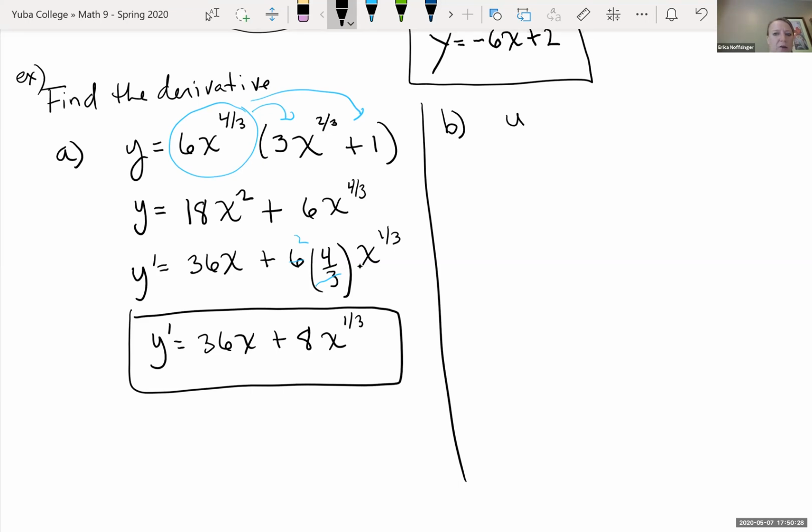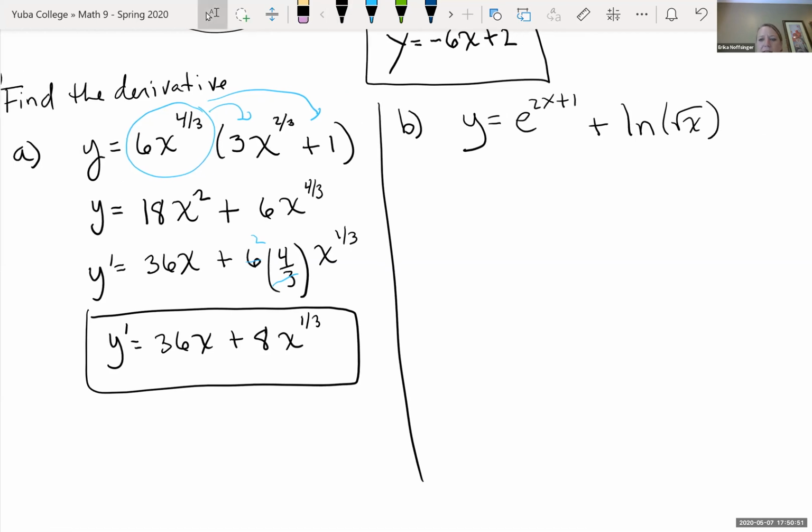So let's say you had y is equal to e raised to the 2x plus 1 power plus the natural log of the square root of x. Okay, so I could go ahead and just take the derivative right away. I could rewrite this. I'm going to need to anyways. I could rewrite that radical, the square root of x, as x to the 1/2. So let's do that. So we have y equals e raised to the 2x plus 1 power plus the natural log of x raised to the 1/2 power.